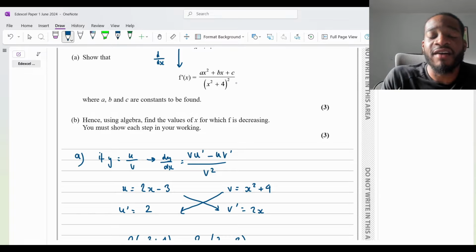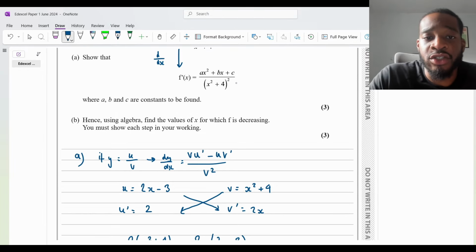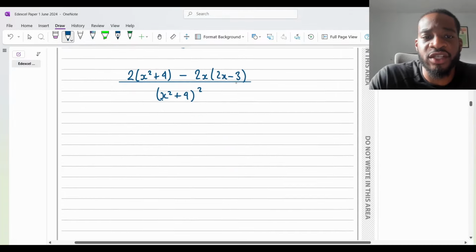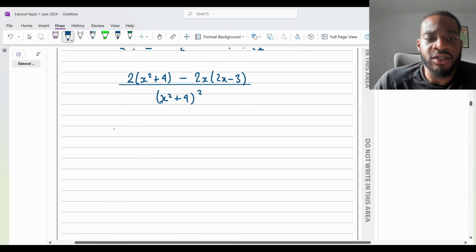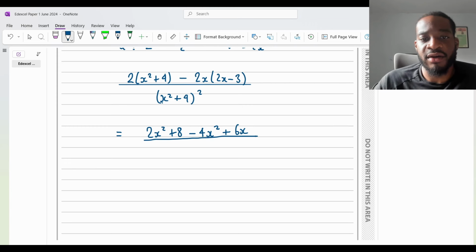Remember, always have what you're trying to show at hand to compare with where you are. So we need a quadratic expression. All we need to do is expand and simplify the numerator. That's going to be 2x squared plus 8 minus 4x squared plus, because there's two negatives there, plus 6x, like that. And then this is going to be all over x squared plus 4 all to the power of 2.